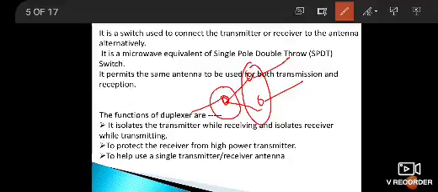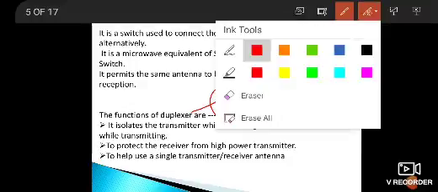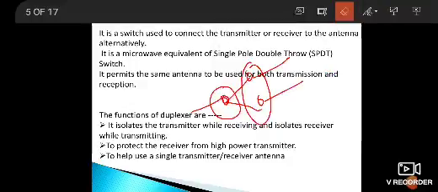So that is the main function, and not only that, it protects the receiver section from the high power signals transmitted from the transmitter section. The third one is that instead of using two antennas, we use a single antenna for both the transmitter and receiver. So the cost is less, and the maintenance is also less by using a single antenna. Clear? Yes.